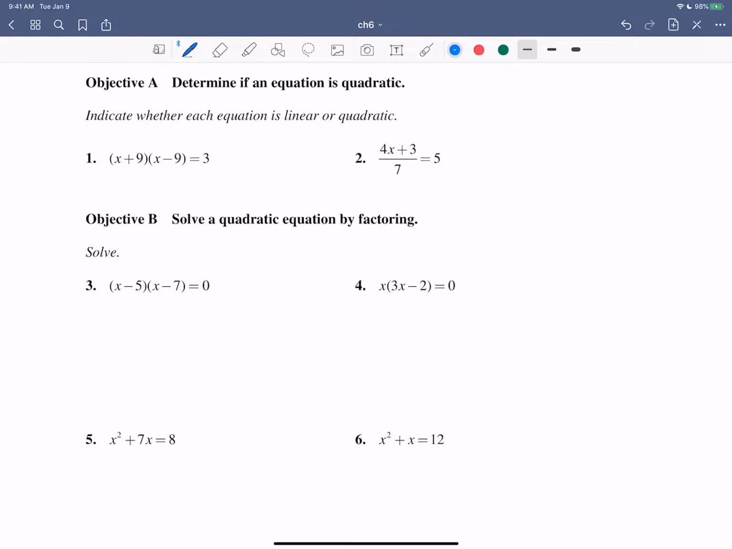Objective A. Determine if an equation is quadratic or linear. Number 1. x plus 9 times x minus 9 equals 3. I would say this is definitely a quadratic equation, because if you expand the equation, the highest degree of the term will be the second degree. You could also look at these two: x times x is going to give you x squared, and all the other products are going to be lower than the second degree. So yes, this is a quadratic.